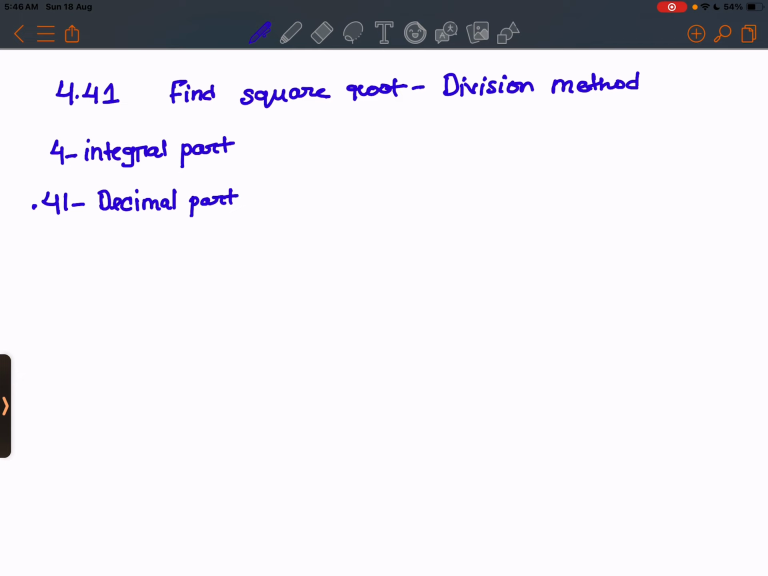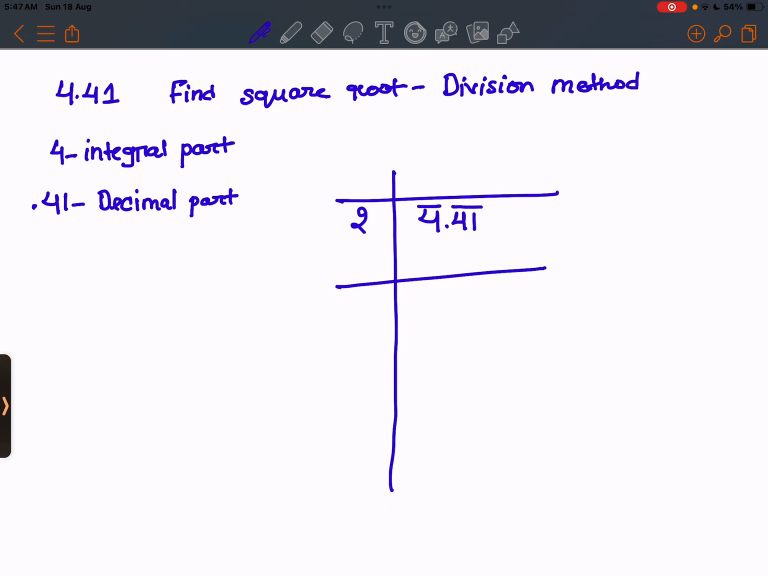Now we have to write it in such a manner, 4.41. From the right we have to put the bar, from the right side we place a bar on every pair, and here there is a single number, so we place a bar on this also. We will divide it from the 4 because that would be perfectly divisible. So 2 2s are 4, here the remainder would be 0. The 41 would be here.